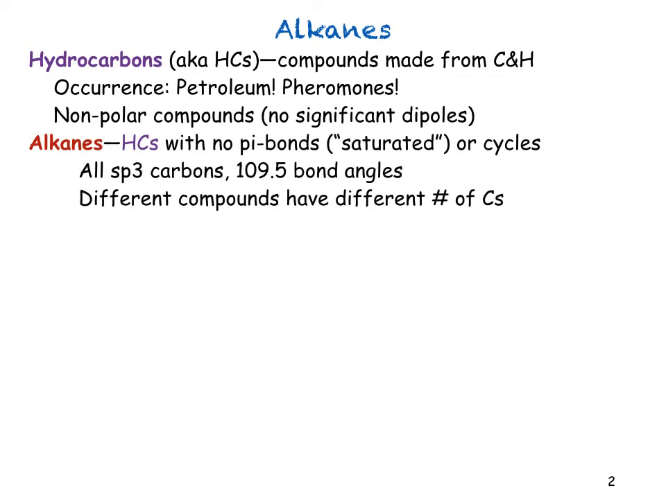Chapter 4 is about alkanes. So alkanes are hydrocarbons. Hydrocarbons are compounds made only of carbon and hydrogen. These are common in petroleum, pheromones, and other places in the natural world. These are non-polar compounds. They have no significant dipoles. There's a tiny dipole between carbon and hydrogen, but a lot of these cancel out. So hydrocarbons are considered non-polar.